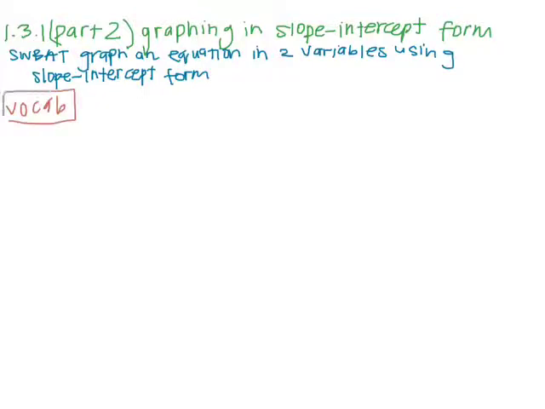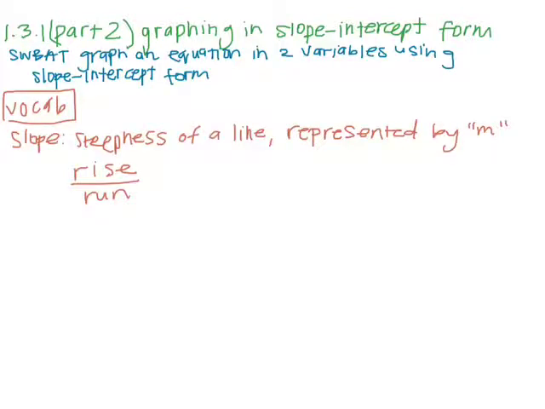And the first vocabulary word is slope. And our last lesson was all about slope, so this word should not be a new word to you. Slope is the steepness of a line, and it is represented by the variable m. And we can find our slope by calculating the rise over the run.